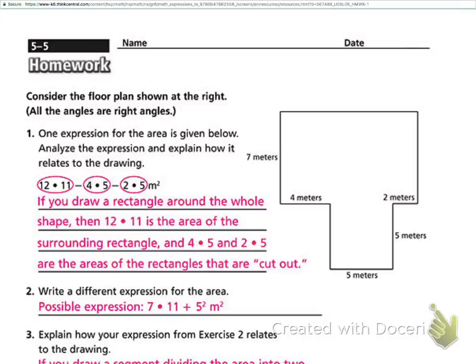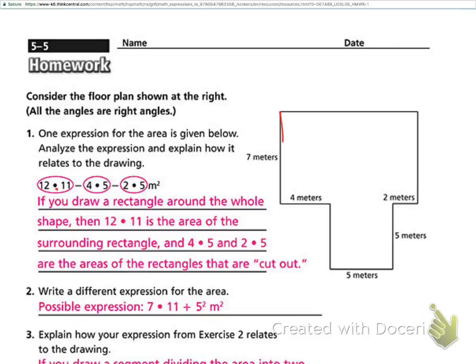Okay, this is homework 5-5. We are looking on the homework side. Number one, what we're looking for again is just a way to connect this shape with this equation, right? So, we've got 12 times 11 minus 4 times 5 minus 2 times 5.